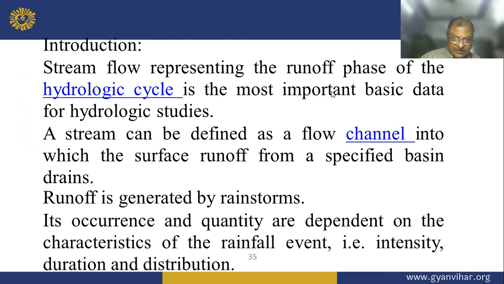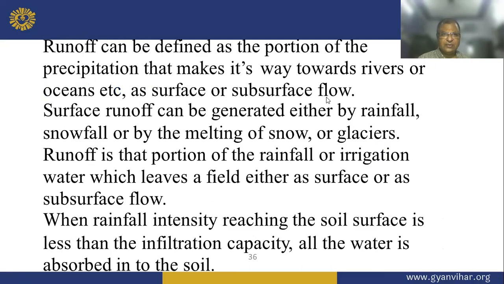Runoff is generated by rainfall, and its occurrence and quantity are dependent on the characteristics of the rainfall event, that is the intensity, duration, and distribution. So runoff can be defined as the portion of the precipitation that makes its way towards a river or ocean as surface and subsurface flow.